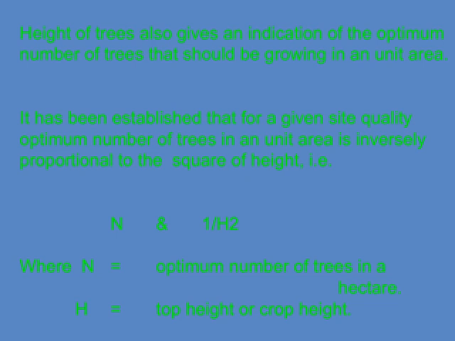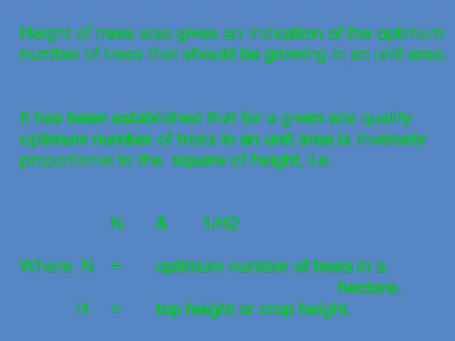When we look at a specific site, we can determine an optimal number of trees based on their height. It has been established that for a particular site quality, the optimal number of trees per unit area is actually inversely proportional to the square of the height. In mathematical terms, this relationship can be expressed as n being proportional to 1 divided by h squared. Here, n represents the optimal number of trees per hectare, and h is the top or crop height. What this means is, as the trees grow taller, the number of trees you should plant decreases significantly, specifically, proportionally to the square of the height.